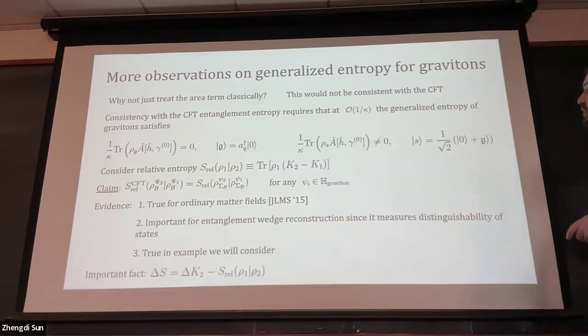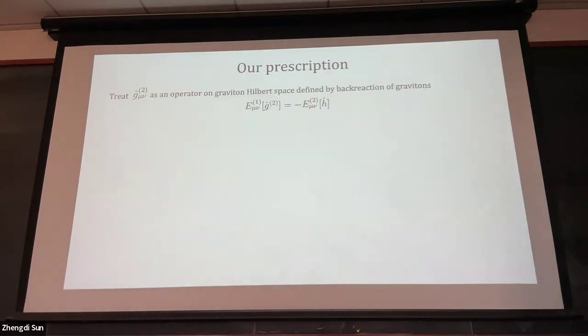Now putting this all together, we showed that the leading order to delta S was delta K, and so the relative entropy gives the correction to that perturbative formula. Once you have that the relative entropy is the same, and delta K is related by Holland's wall to delta K in the bulk, then you can construct the generalized entropy formula. So here's our prescription. Treat the back-reacted metric as an operator on the graviton Hilbert space that you solve by solving the linearized Einstein equations for G2 sourced by the quadratic Einstein tensor for H.